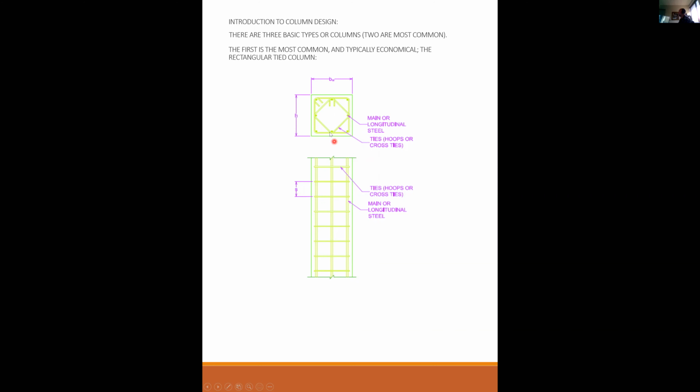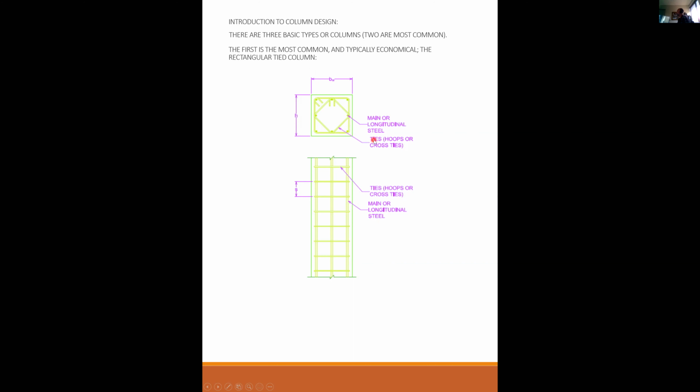You have longitudinal steel, so these black dots here and these lines here. So this is a section view and this is an elevation. These are the longitudinal steel, or main steel. When we calculate the capacity of a column, that's the area of steel that we use, because that's the area of steel that is resisting something pushing down or compressing this column.